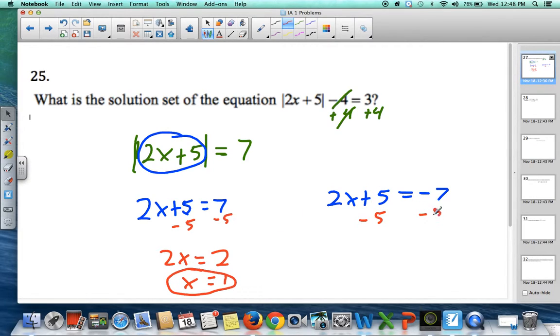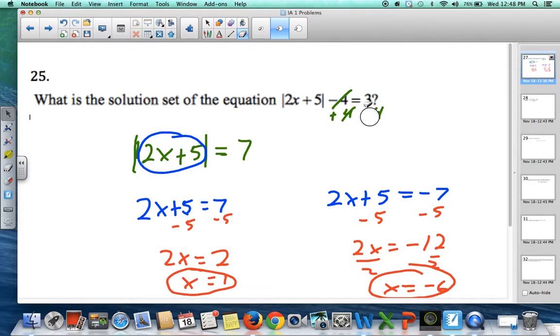Subtract 5 from both sides. 2x equals negative 6. Negative, oh gosh, listen to me. 2x equals negative 12. I'll get this right. Now I divide both sides by 2, x equals negative 6. So there's 2 solutions. Now with any absolute value sign problem or square root problem, we certainly want to check to see if those answers work.